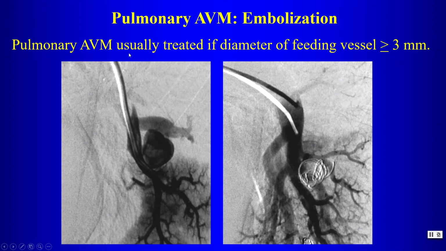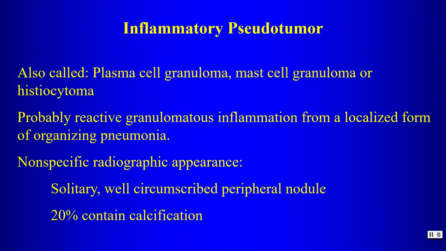Usually asymptomatic AVMs are treated if the feeding vessel is greater than or equal to 3 millimeters, and they can be treated with embolization, as in this example here. So that is the criteria: feeding vessel greater than or equal to 3 millimeters for treatment of an asymptomatic pulmonary AVM. One other lesion to discuss: inflammatory pseudotumor. Other terms for this: plasma cell granuloma, mast cell granuloma, or histiocytoma.